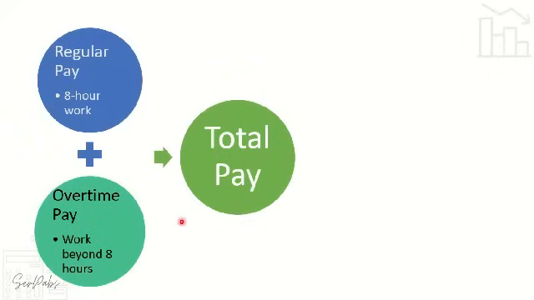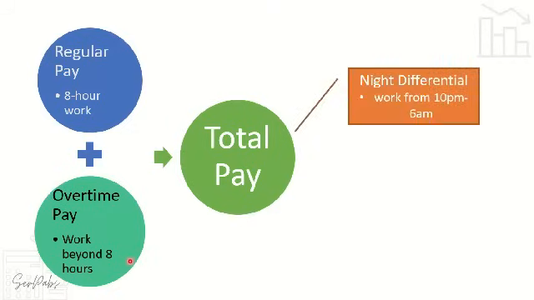Okay, so paano ba nakukuha ni employee yung kanyang total pay, yung kanyang kabuuang sweldo? So, yung regular pay niya, kung saan pinagtrabahuhan niya ng 8 hours, and then the overtime pay, which is the work beyond 8 hours. And aside from that, pwede rin madagdagan ng night differential kung yung trabaho niya ay 10 p.m. up to 6 a.m. So, night differential is 10% of the regular pay.